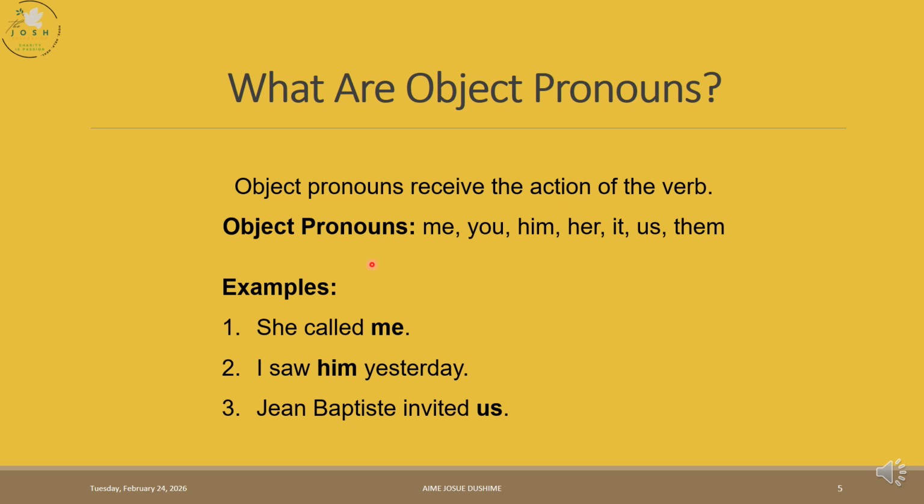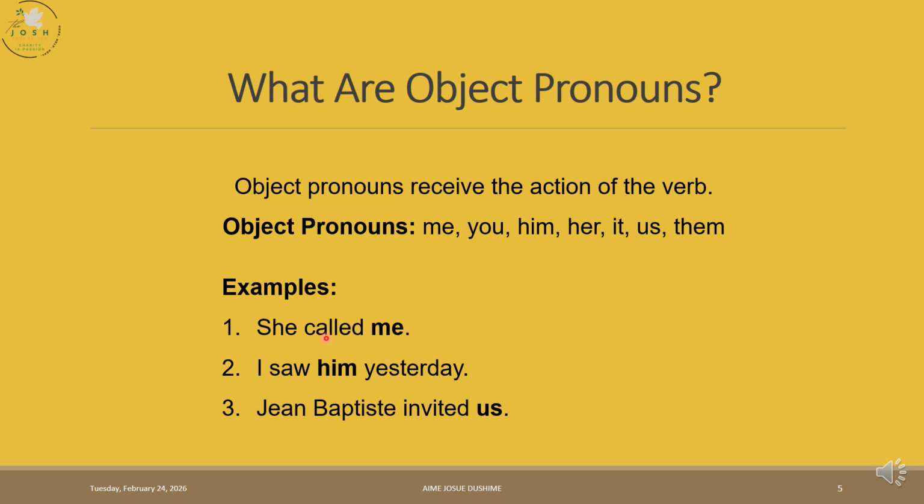And take a look here. Object pronouns: we have me, you, him, her, it, us, them. Example: she called me. I saw him yesterday. Jean-Baptiste invited us. You see, this me is an object.